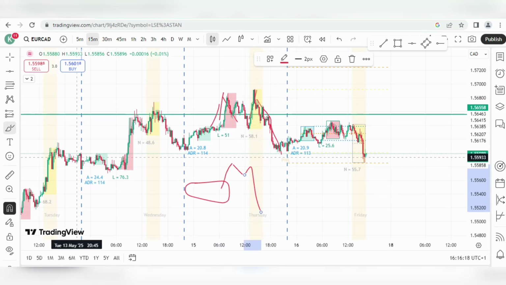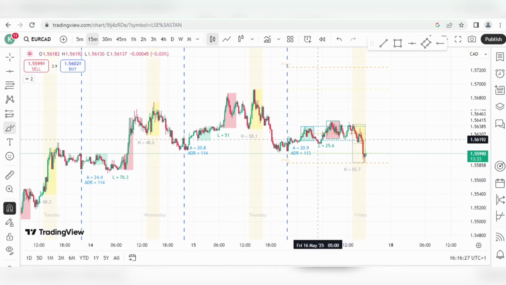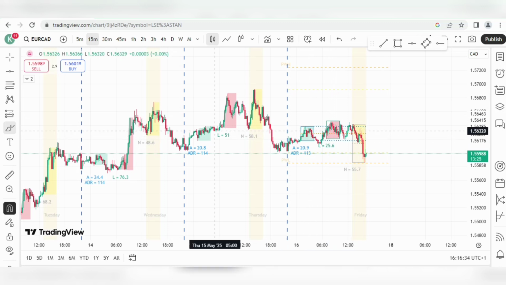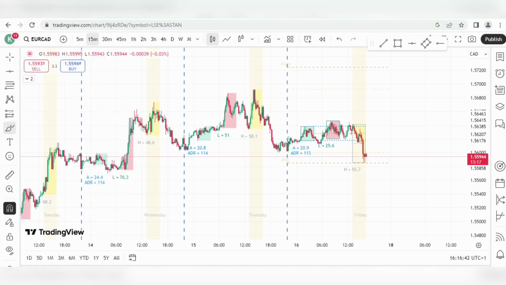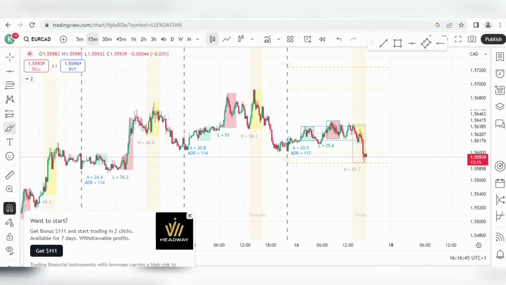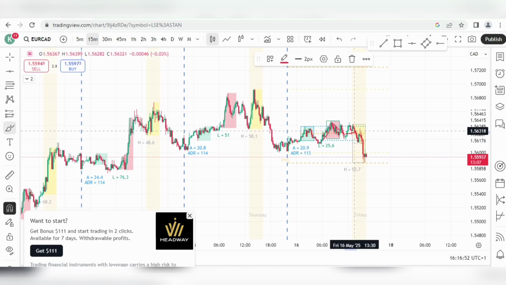And on Friday we still had our trade. Still got the sell on Friday. This is our Asian high, and during London the market tapped that high and sold. It also sold during New York. And the market is still going lower.